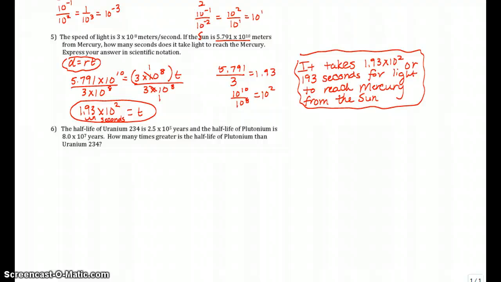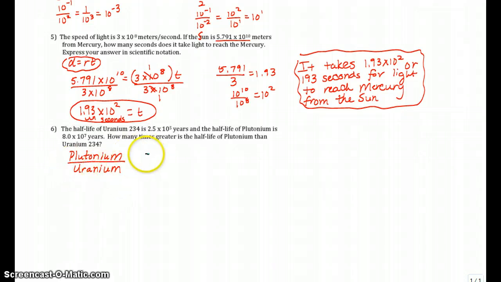Okay, now we're talking about the half-life of uranium-234, which is 2.5 times 10 to the 5th years, and the half-life of plutonium is 8 times 10 to the 7th years. You can see that plutonium has a half-life greater than uranium. It wants to know how many times greater is the half-life of plutonium than uranium-234. You need to label. It doesn't need to be extensive. You could even go P and U. I'll just do a little bit more since we're putting this in our notes. Plutonium over uranium.